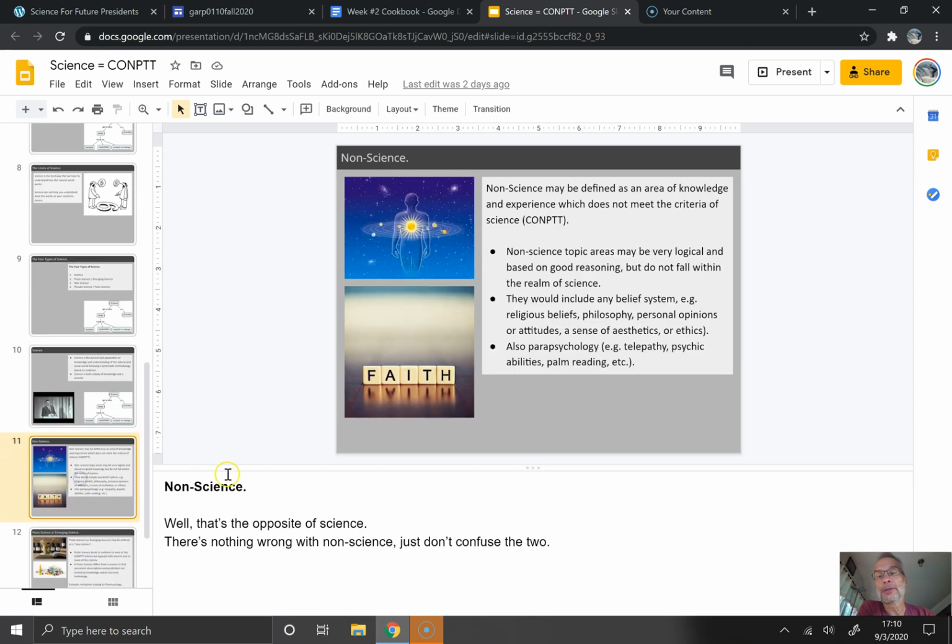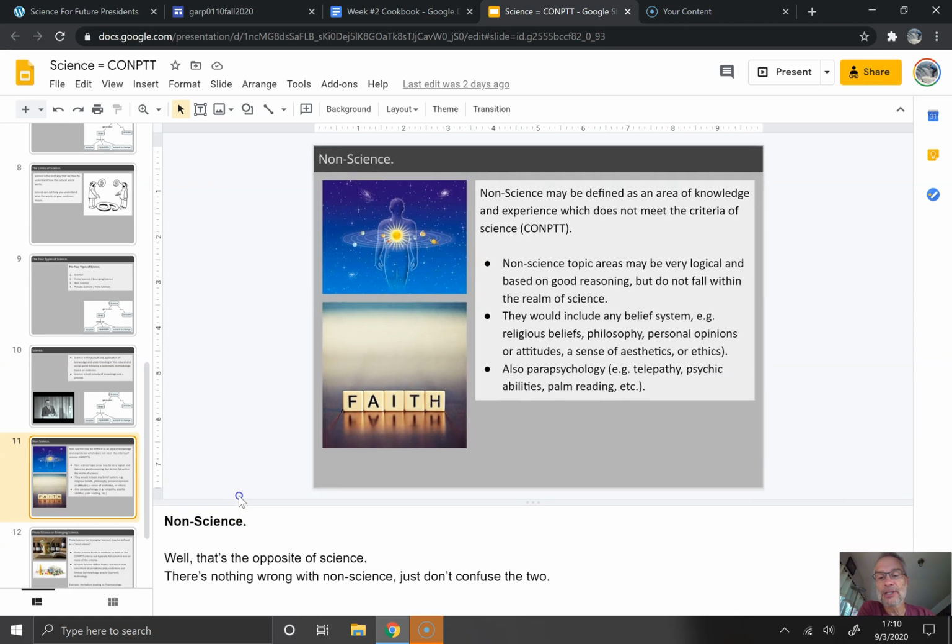Let's talk about a non-science. Well, a non-science is obviously the opposite of a science, right? So obviously, if you look at your criteria of science, CONPTT, a non-science does not meet those criteria, right? That's perfectly fine. There's nothing wrong with non-science, and they might be logical, right? But they do not fall into the realm of science. So that's something to remember, right? Nothing wrong with non-science, but let's not confuse non-science with science.